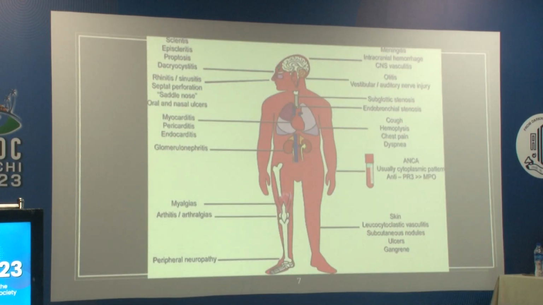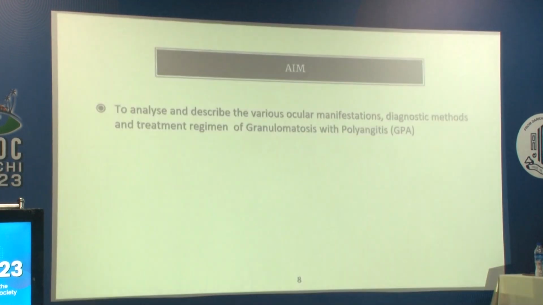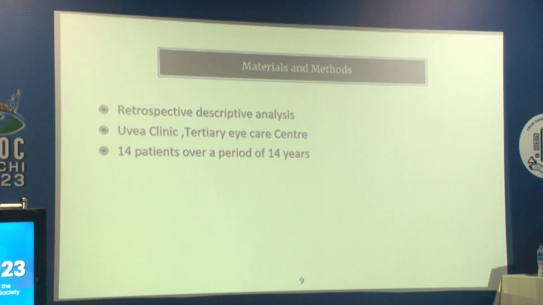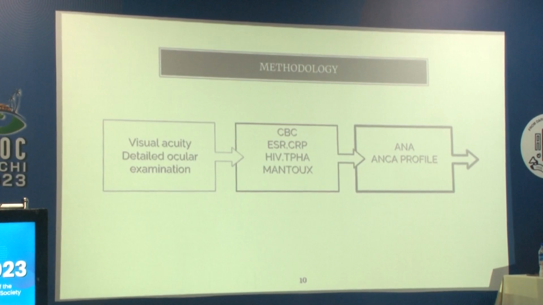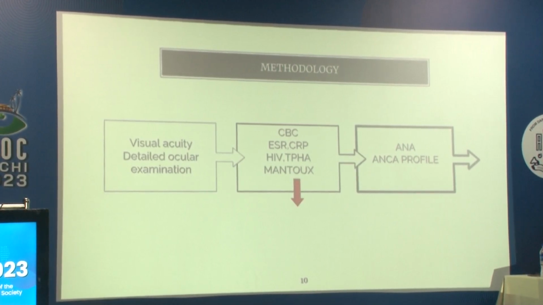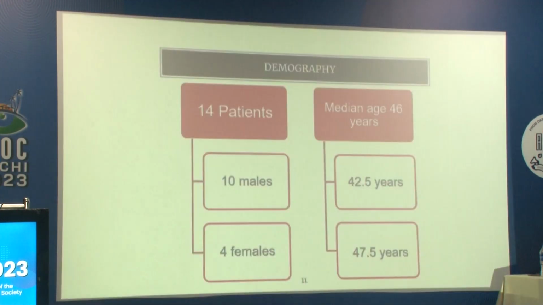This picture depicts all the systemic features of granulomatosis with polyangiitis from top to toe. Our study was to analyze and describe the various ocular manifestations, diagnostic methods, and treatment regimen of GPA. It was a retrospective study done at our center with 14 patients over a period of 14 years. All patients underwent a regular ocular examination, routine blood investigations, and ANA and ANCA profile. Wherever needed, if Mantoux was positive, we would do a CT chest and ultrasound abdomen to rule out tuberculosis. And in case of an intracorneal mass, we would do a CT orbit.